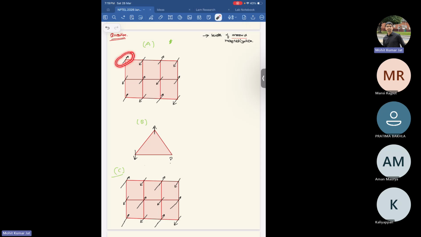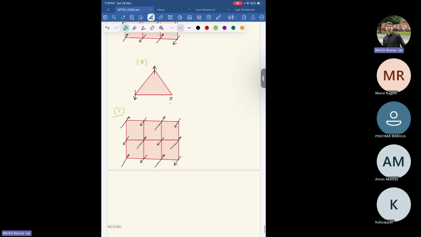If you have spin up here, the next neighboring spins are opposite to it, down. If you take the middle one, this is up spin, then the neighbors are down, down, down, and down. But if you take this one, the neighbors are just opposite. They cancel the net magnetization, and this kind of system we call an antiferromagnet. Antiferromagnet, correct. What about B? Under what category does this fall?